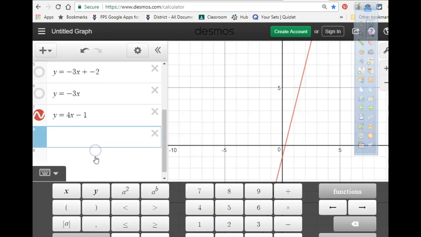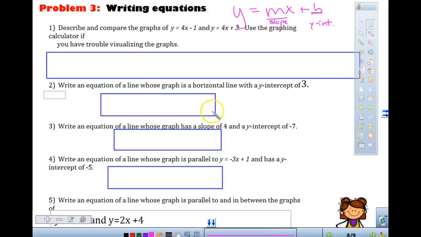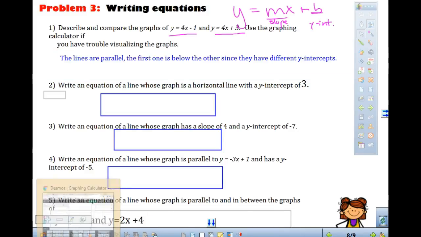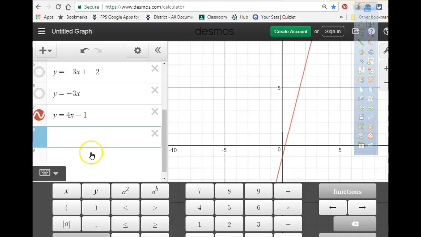I'm going to put in the last equation if I can't figure out how they look the same or how they look different. And then it says describe them. So the graph of y equals 4x minus 1 and y equals 4x plus 3. What would you say about those two lines? And what I want you to do, think about doing it on your calculator.